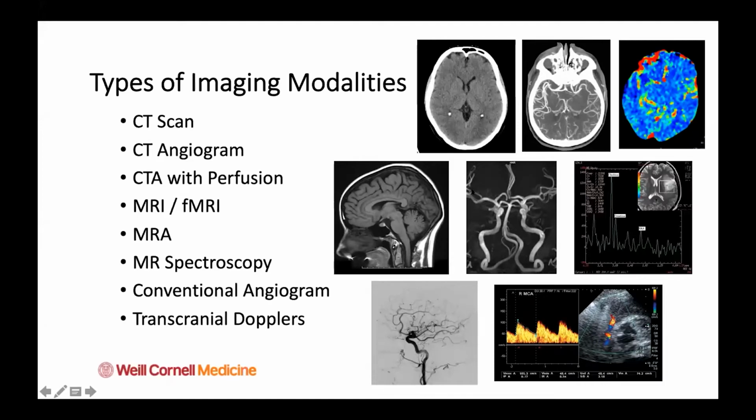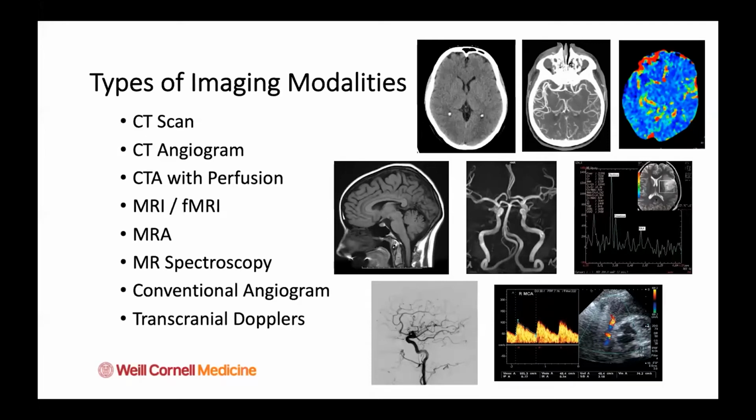Here are some examples of MRIs. An MRA, which is a vessel imaging modality within MRIs, and an MR spectroscopy, which can help identify tumors or other lesions. Down here, we see a digital subtraction angiography, or just an angiogram, as we call it. This is a more invasive study. It requires a femoral or radial artery puncture, but it gives the best possible view of the vasculature in the brain, and it's extremely useful and necessary in most cases of vascular lesions. And these are transcranial Dopplers. We do use ultrasounds, especially in babies.